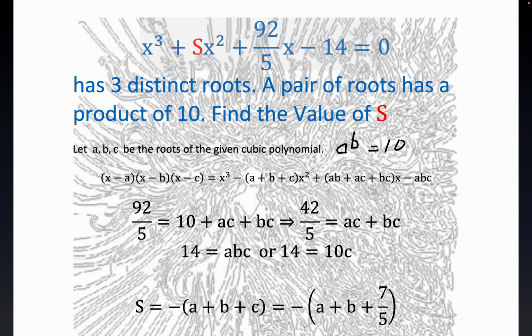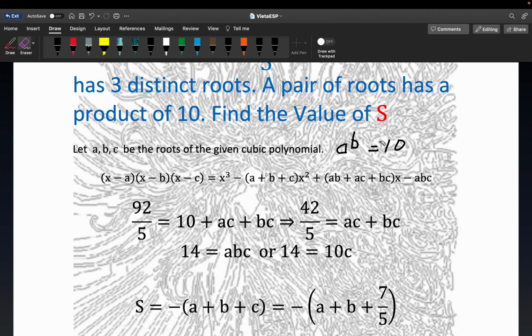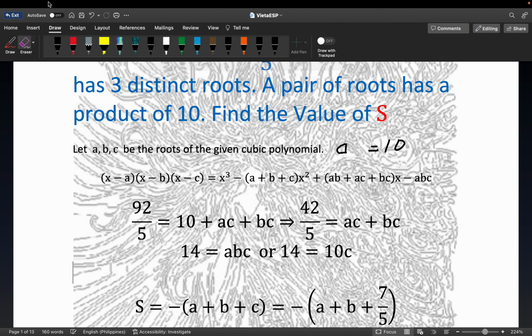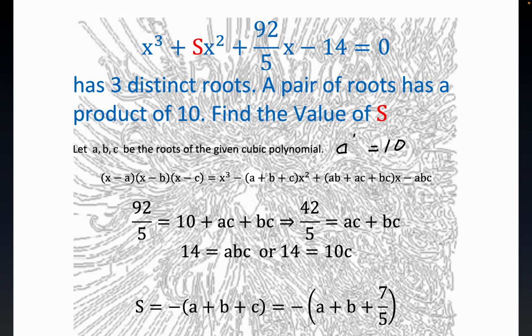Okay, y'all, that's supposed to be the product AB right there. Let me erase that real quick. That's the product AB, and A and B are a pair of the roots. All right. So that's really the only thing that's given as far as the instructions. We are given the linear coefficient and the constant coefficient, but we're supposed to find the value of S.